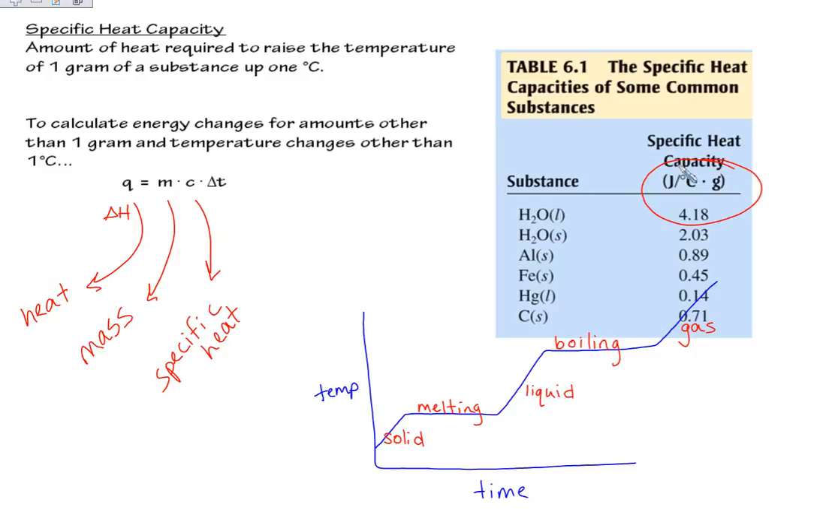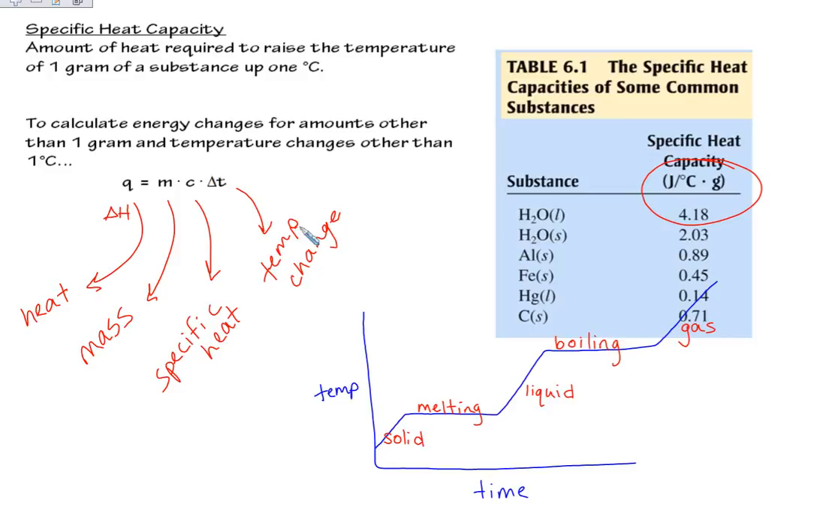If you have more than 1 gram, you multiply by your mass. If you want to change the temperature by more than 1 degree Celsius, you multiply by your temperature change. This equation is in the packet. They also tell you what all those variables mean, so if you forget that C is specific heat, it'll tell you. And then it really becomes plug and chug.